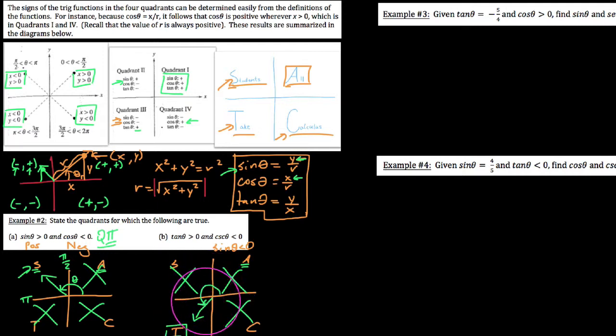This is some arbitrarily drawn angle. Here's our theta. But it would have to be between pi and 3 pi halves radians. Whatever our angle is, it'd have to be between those two measurements. So we would say quadrant 3 is where this lies. Okay. So where does this come in handy?